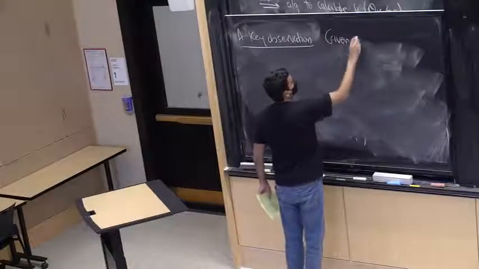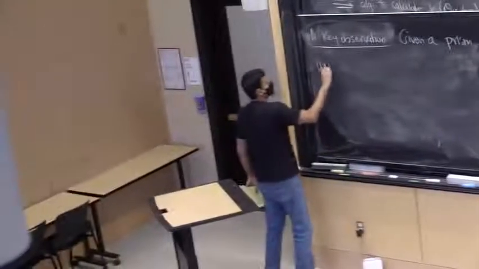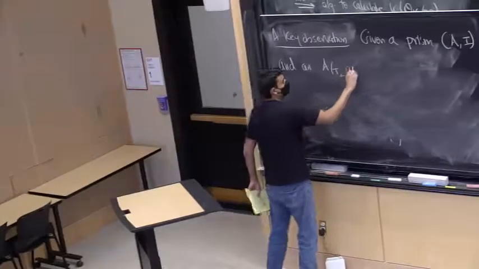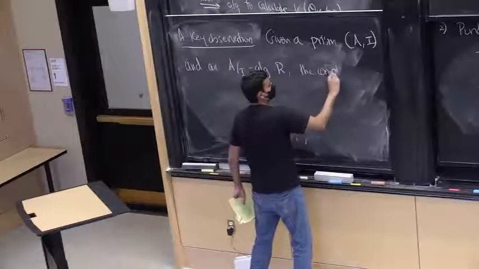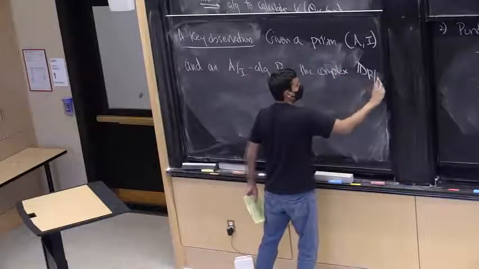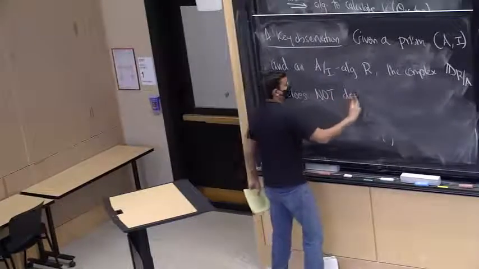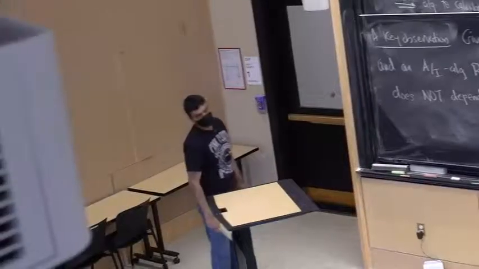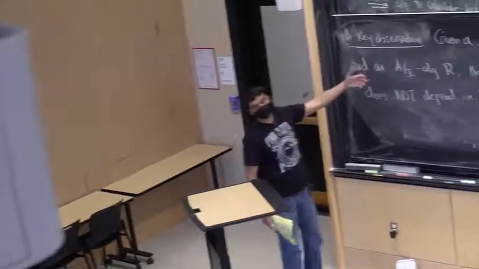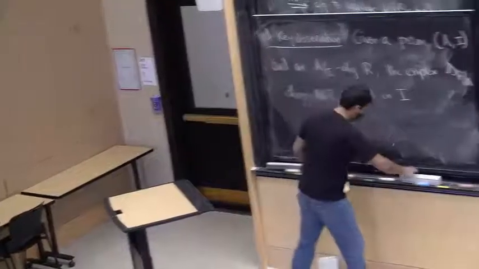So given a prism (A, I) and an A/I-algebra R, the observation is that the complex computing relative prismatic homology, prism R over A, does not depend on I. There could be multiple prism structures on A for which R is an A/I-algebra. There could be I1 and I2, and R could be an algebra over both. The observation is that it doesn't matter which one you use. And this makes certain independence-of-choices type arguments much easier.